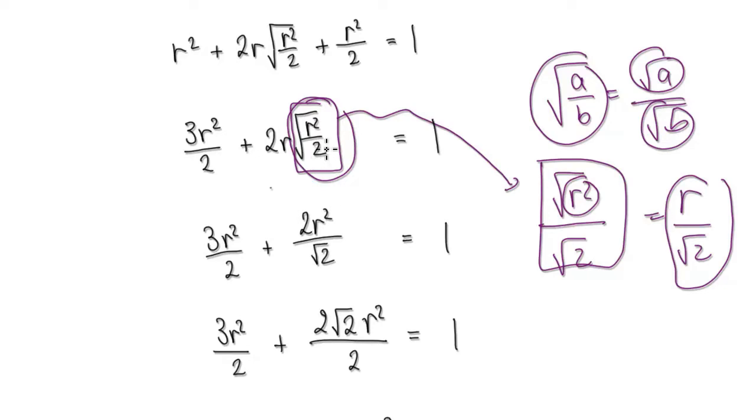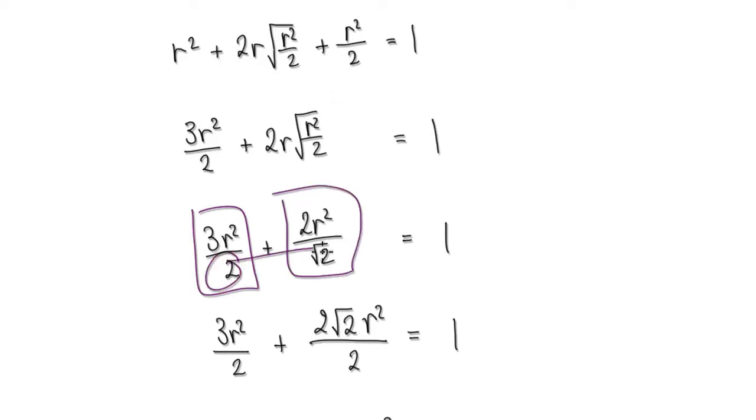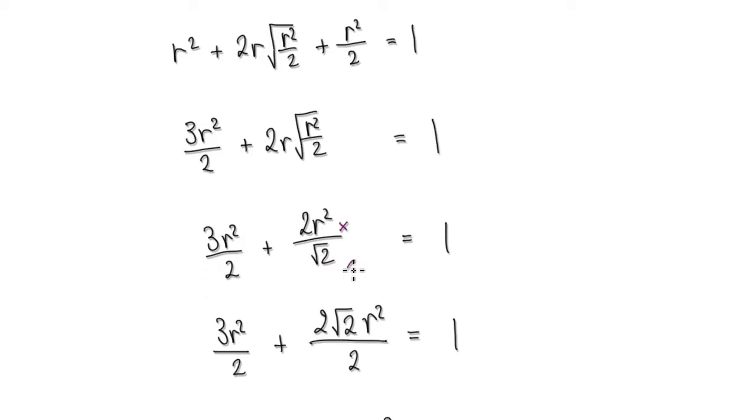Now, this block here will be 2 root, and that block there will be r over root 2. This thing here gets multiplied to the top, giving you 2r squared over root 2. So now we want to merge these two together. Get the two denominators to be the same. So here times top and bottom by root 2. Root 2 times root 2 would be 2.